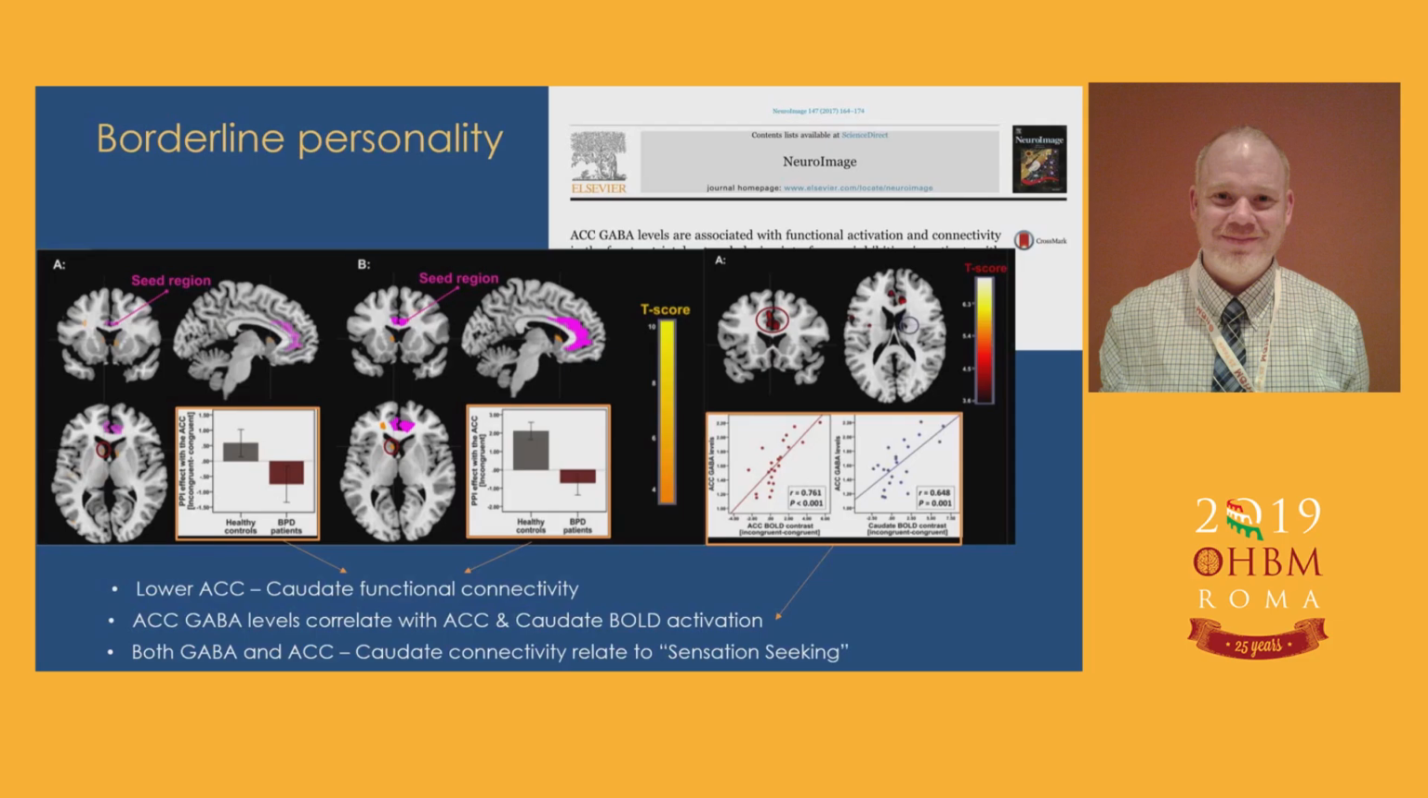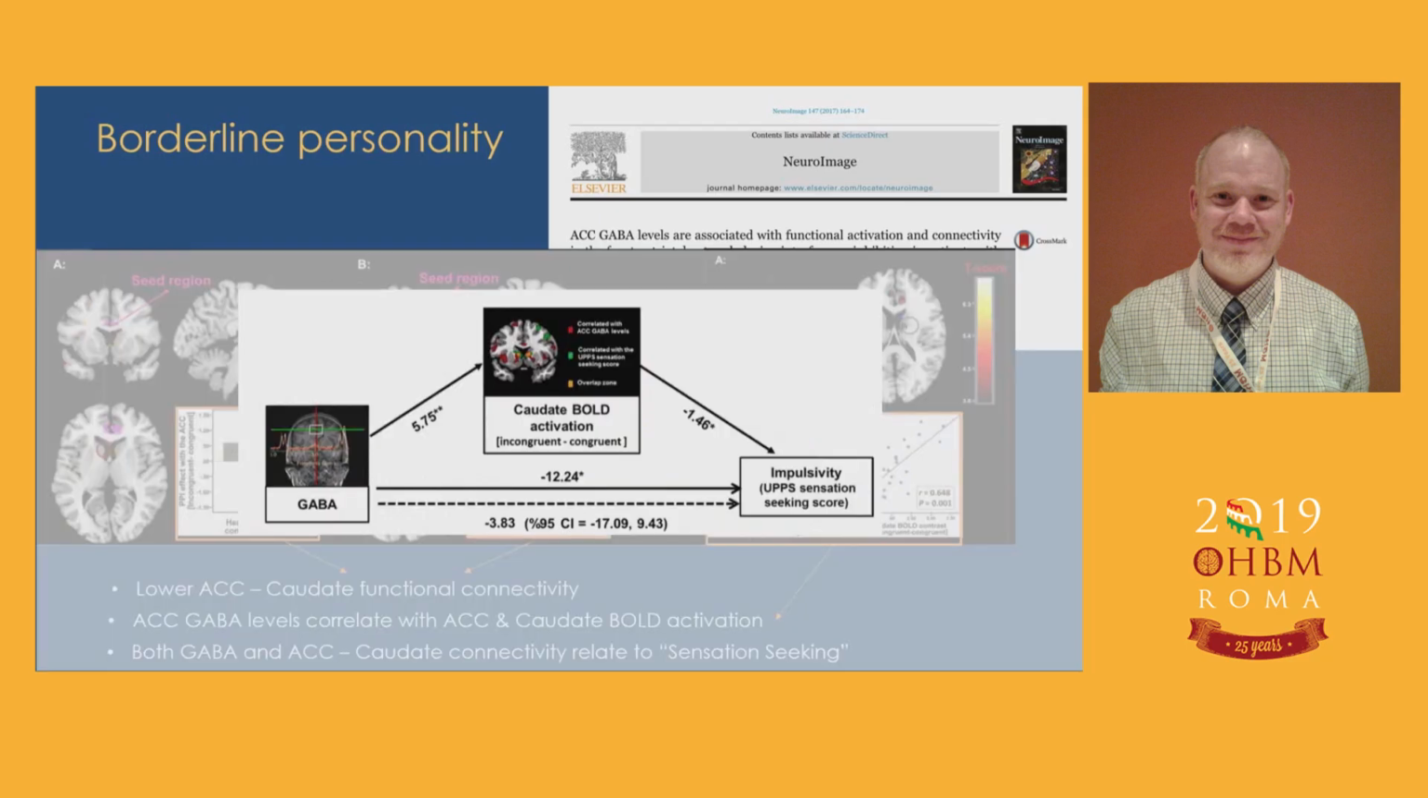It becomes more interesting when they start looking at clinical measures. So they found that both GABA and ACC-caudate connectivity, as well as the caudate activity, significantly correlated to a clinical measure of sensation seeking. And so then what you can do is a mediation analysis, because they found that both GABA and BOLD activation related to this measure of sensation seeking, but they're also related to one another. And so they found that the relationship between GABA and this behavioral measure of impulsivity was significantly mediated by the BOLD activation.